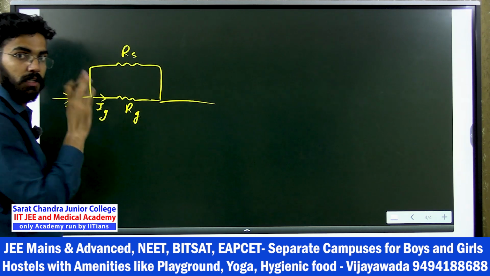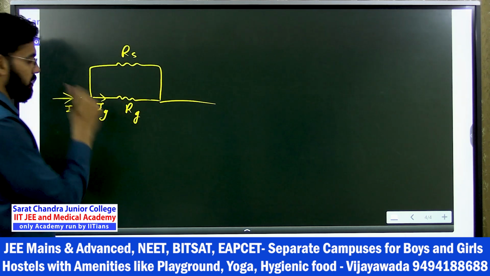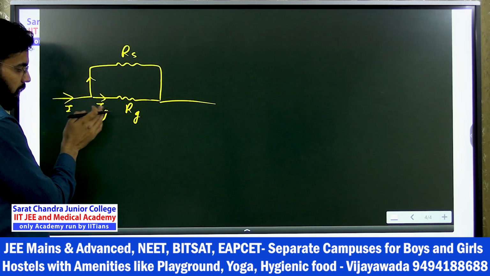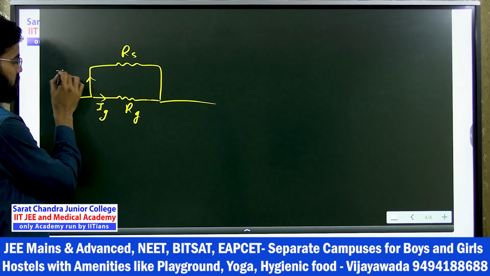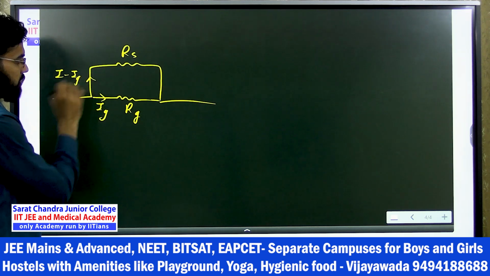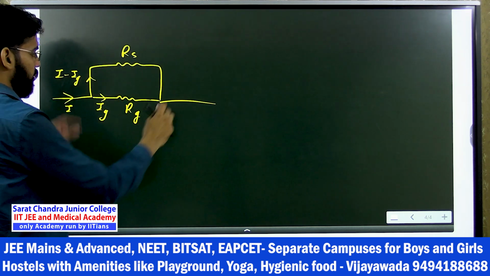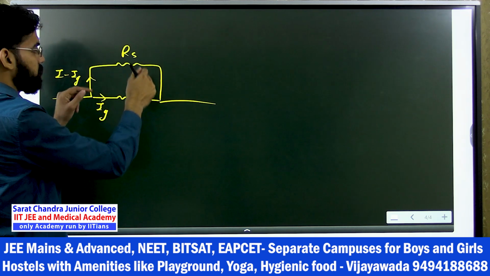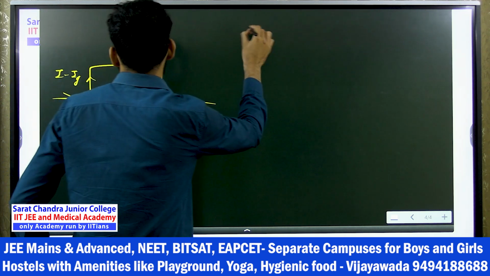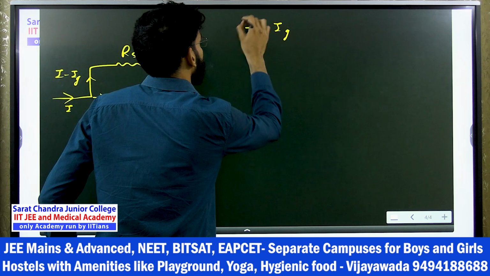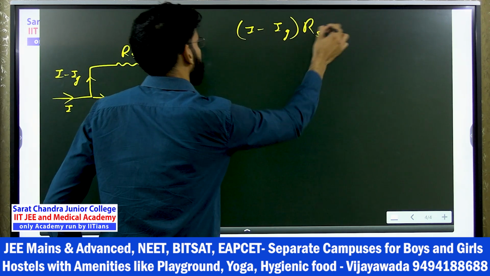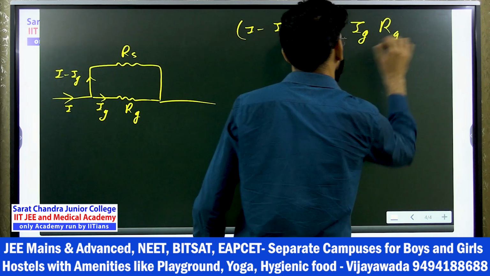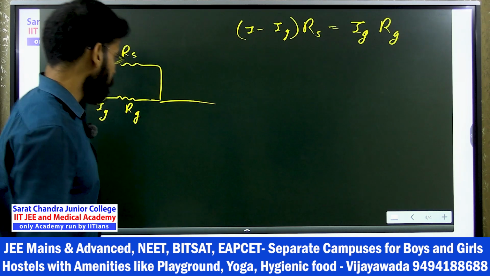If you see from the notes, this is how we write it, in general. So from here, how much will go? If I is coming, IG is going this side. So how much will go this side? I minus IG, right? Through this resistance. Now between these 2 points, this is the same potential. This is also the same potential. So equate the potential. I minus IG into RS is equal to IG into RG. Okay, that's it. Now put the values.